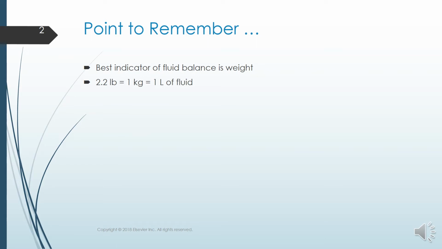Okay, so we pointed this out. The best indicator of fluid balance is weight. 2.2 pounds equals 1 kilogram equals 1 liter of fluid. You're going to need to know that.